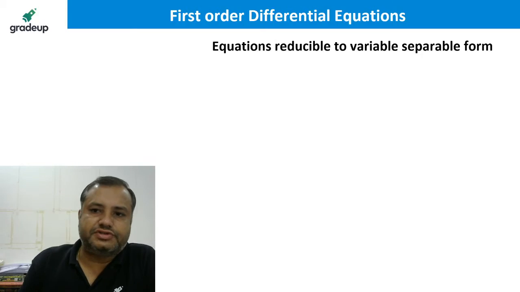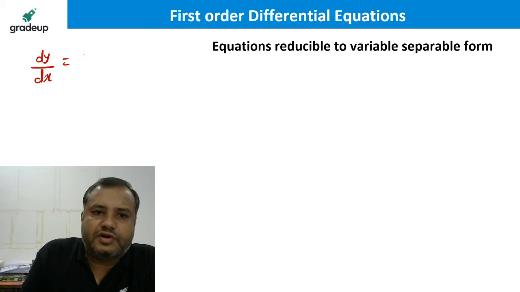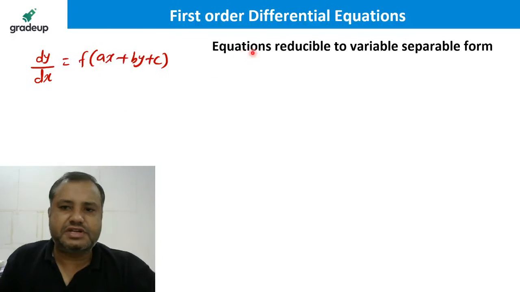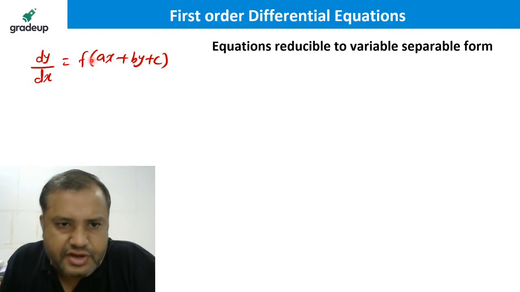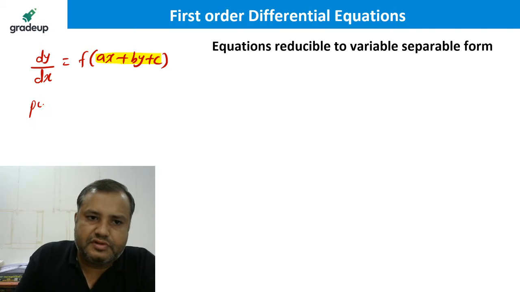Now, equations reducible to variable separable form. This is the second form: dy by dx equal to some function of ax plus by plus c. Whenever you get a function of ax plus by plus c, you can substitute it equal to v. Put ax plus by plus c equal to v.